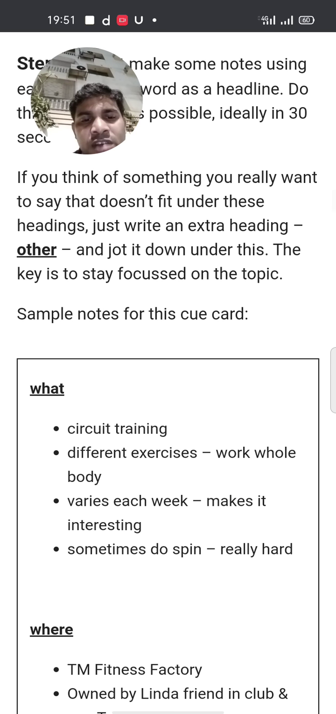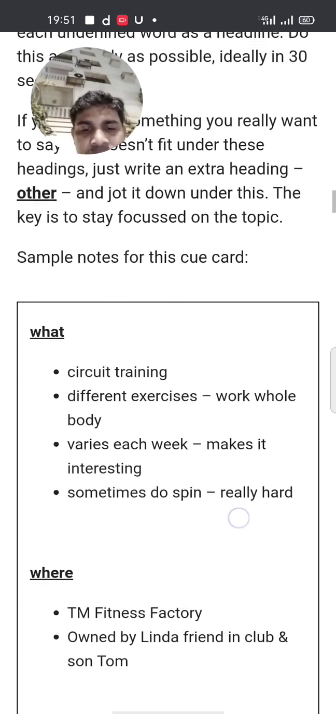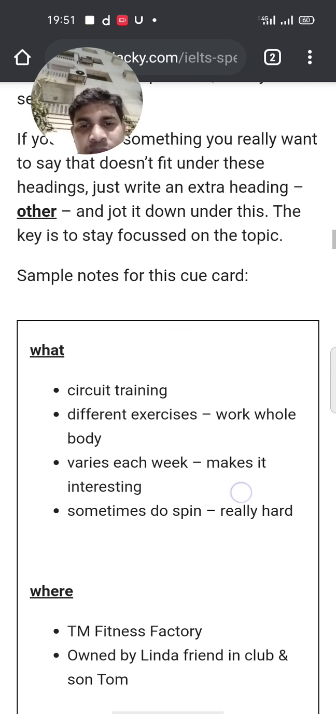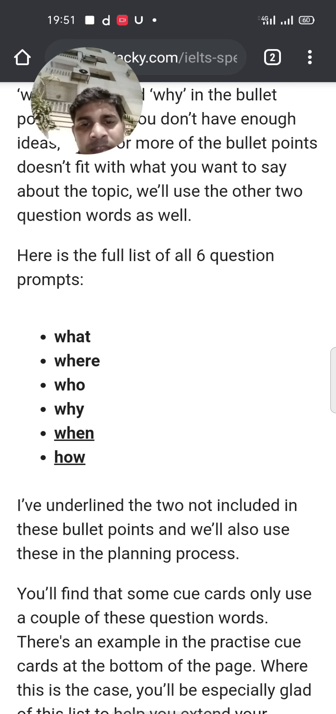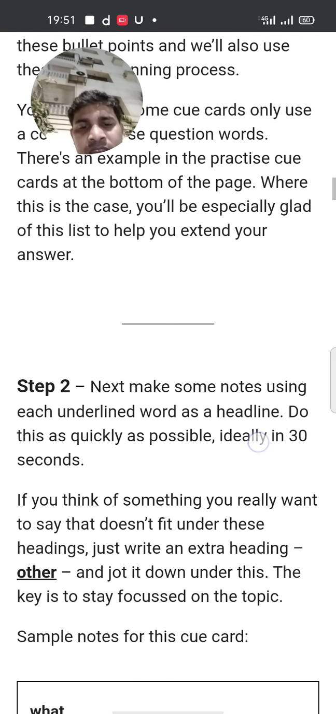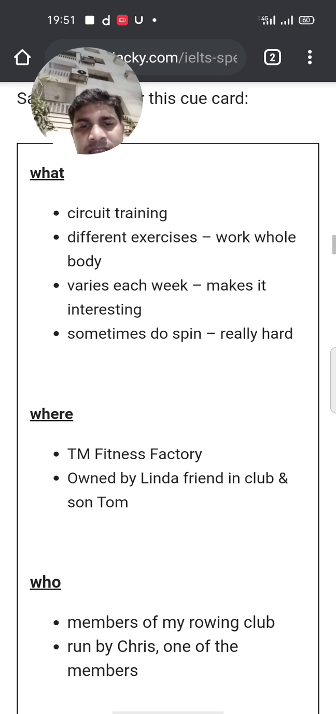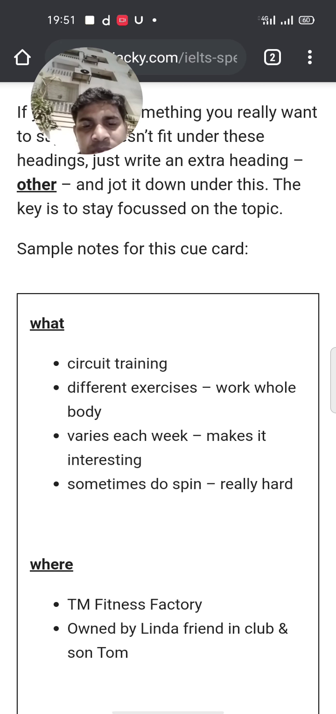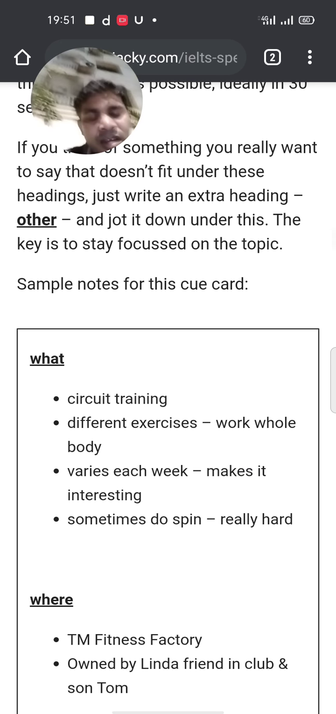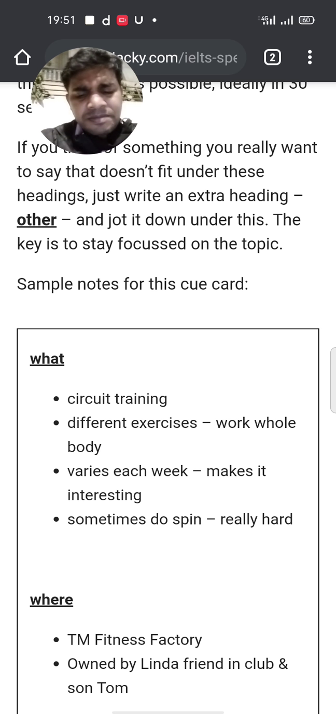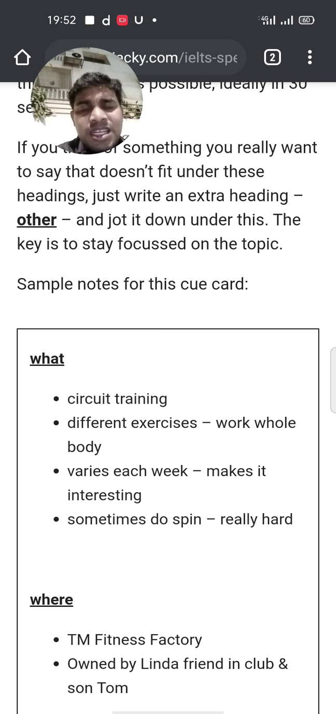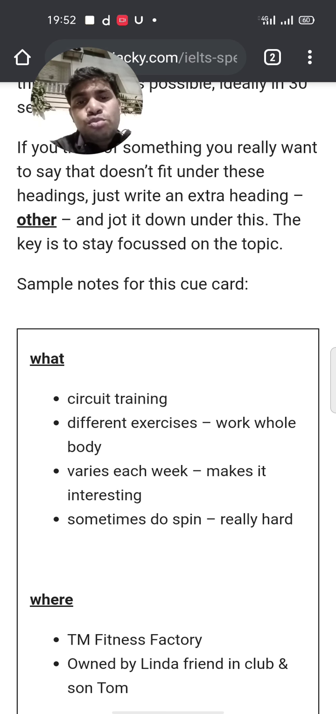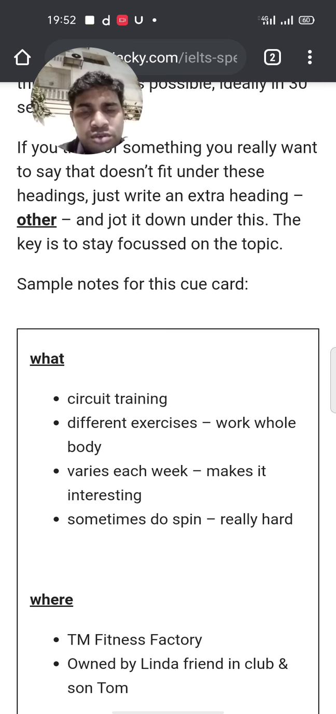Sample notes for this cue card. She also gives some examples, like we saw here, the six bullet points: what, where, how, why, when, and who. And later she explained what kinds of points we have to include in our discussion. As this cue card was about health: what kind of activities you are doing to be healthy, and what kinds of points you are going to include during your talk.